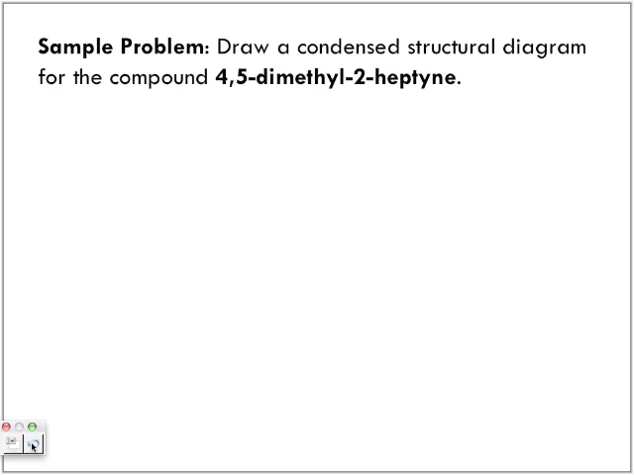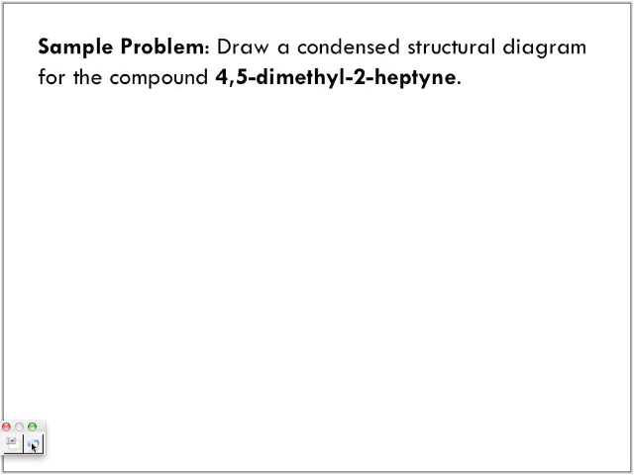Okay, so let's look at the following sample problem. Draw a condensed structural diagram, right? We don't want to show all the hydrogen bonds. Draw a condensed structural diagram for the compound 4,5-dimethyl 2-heptyne. Take a moment. Try this out. Okay, so now, hopefully, you've gotten this. You'll get the same answer that I'm going to get.